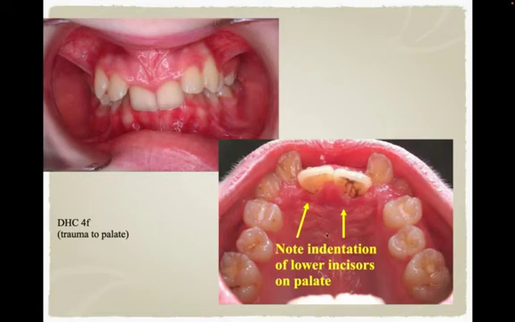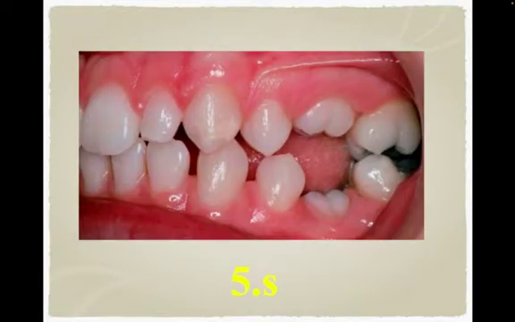So for example, here you can see that the lower incisors are causing ulceration and impingement of the palatal mucosa. That's a traumatic overbite that goes up into a 4F.